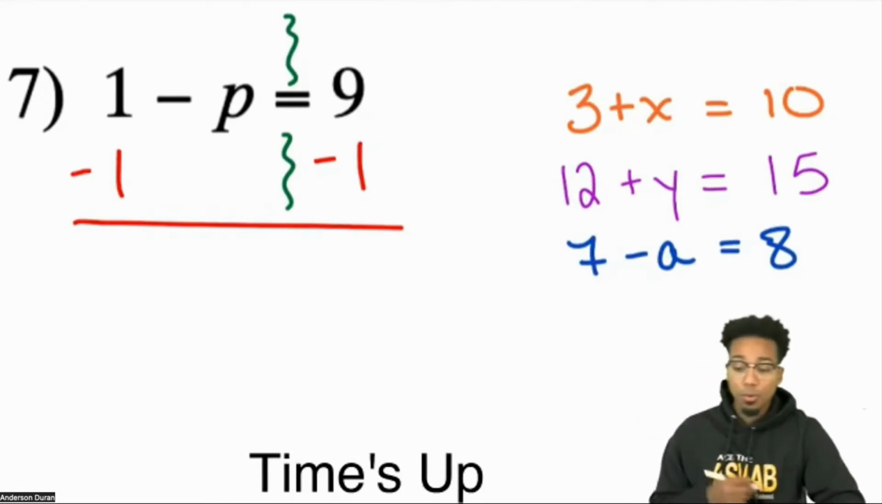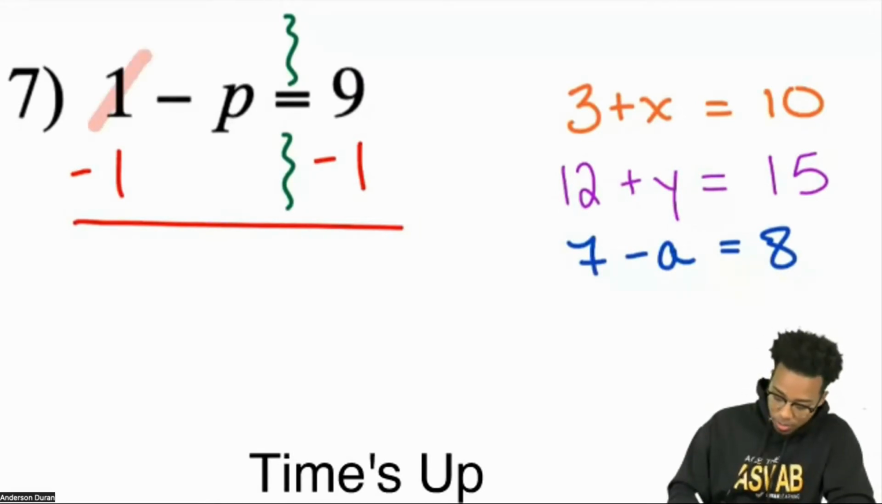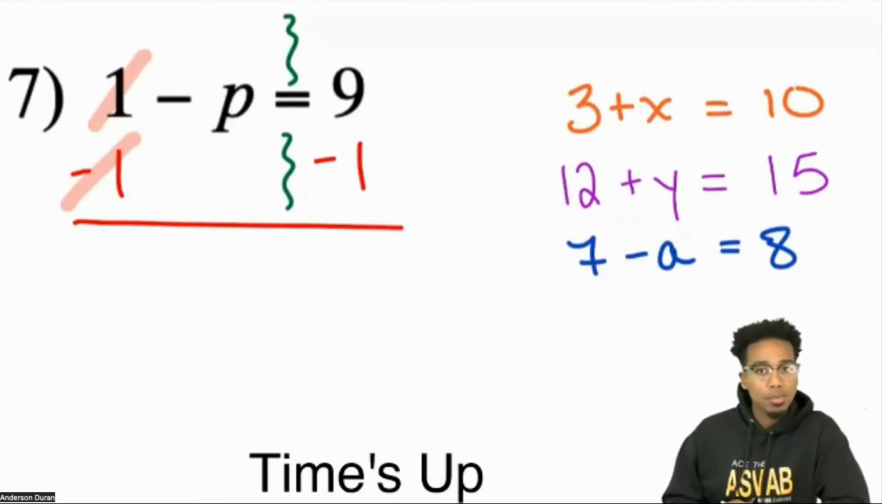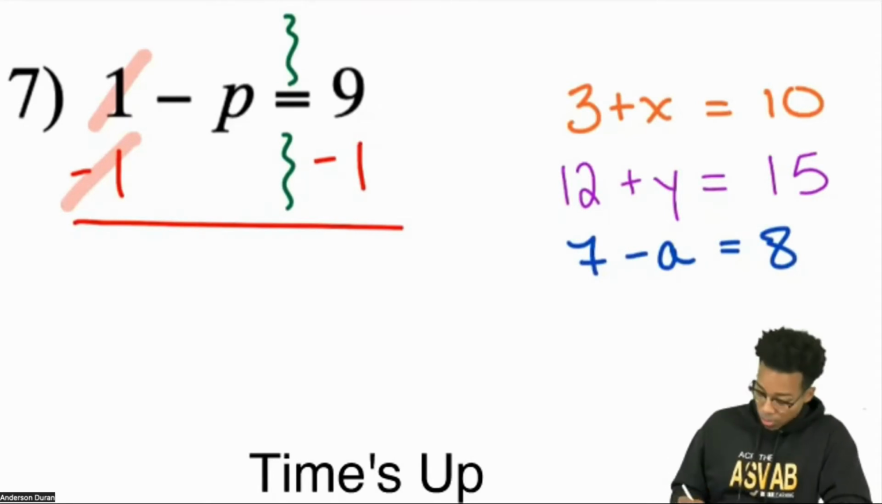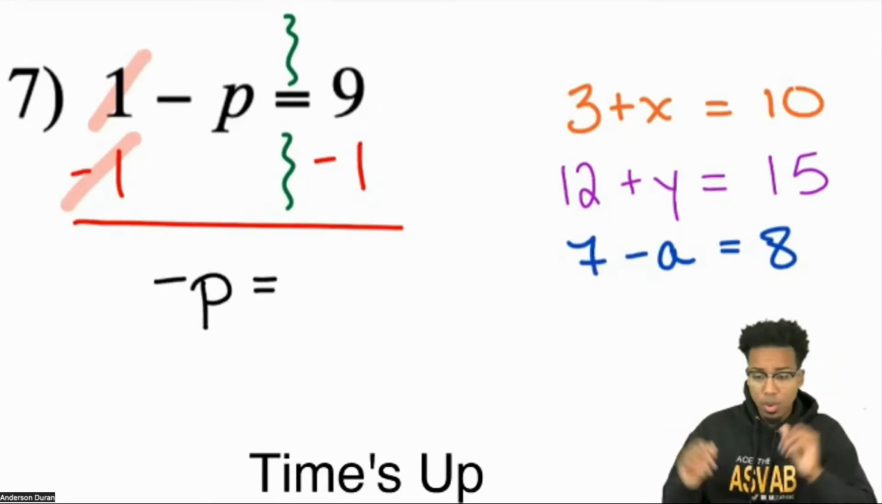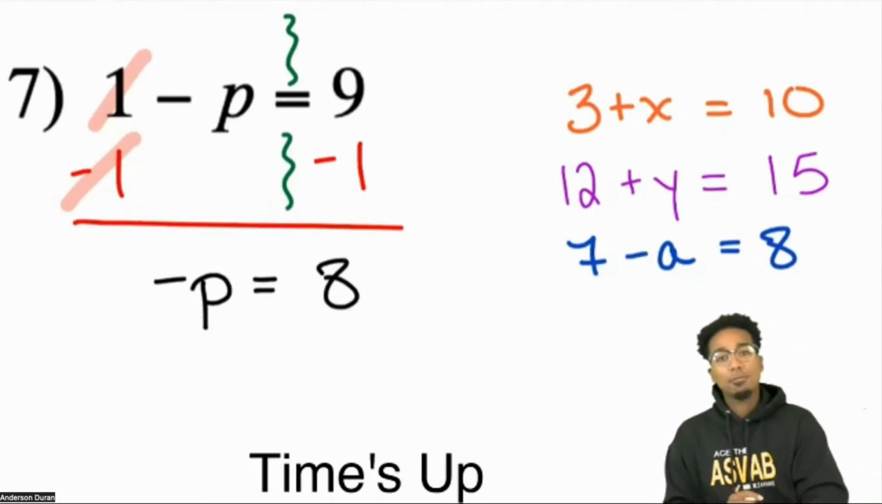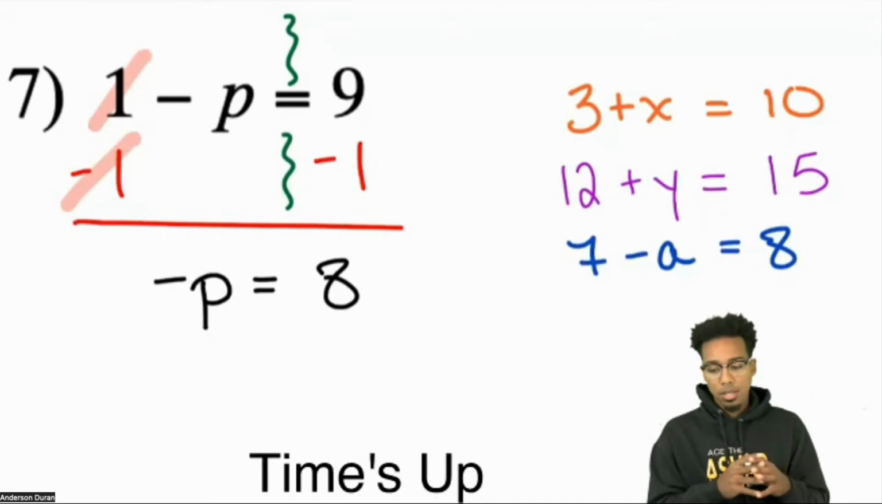Cool. So from here, what we're going to do, my party people, is this. Just go through with it. We get a 1, -1. Those are backward steps. Those cancel out. And so what we have over here is minus P or negative P, whichever way you want to say it, equals what? Right on, equals 8. So we have negative P equals 8.